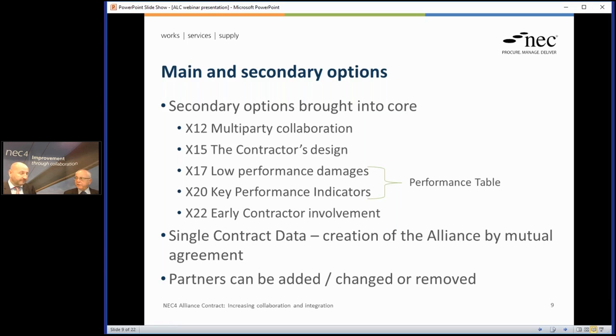Okay. And you can change these partners? Yeah, there's flexibility. Partners can be added, they can be removed. There's limited grounds for removal, part of the termination process. But partners can be added and they can change as required over time.